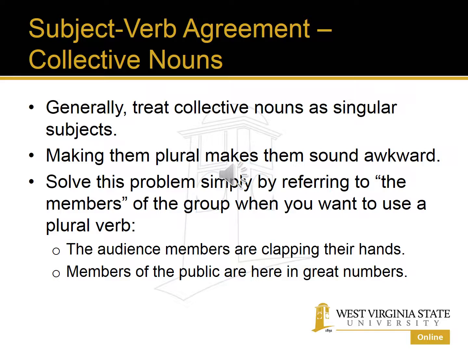So in our previous example, the audience are clapping their hands. You could just insert members. The audience members are clapping their hands. And then it suddenly becomes clear that you're talking about the individuals in the audience, not the whole group. Or members of the public are here in great numbers. Instead of saying the public are here in great numbers, say members of the public are here in great numbers. And now the plural verb becomes obvious.